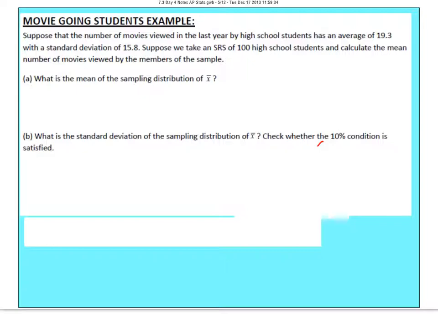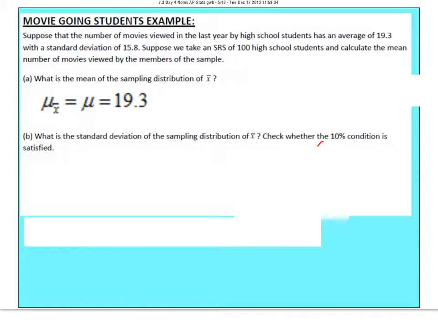Let's look at this one example. We're going to a movie. Suppose that the number of movies viewed in the last year by high school students was an average of 19.3 movies with a standard deviation of 15.8. Suppose we took an SRS of 100 students and we calculate the mean number of movies viewed by the members of that sample. What is the mean of the sampling distribution? So what is the mu of x bar? Well, in this case, the mean of the sampling distribution, that's the notation, we know it's just equal to the actual mean. So all we have to say is it is equal to 19.3 movies on average.